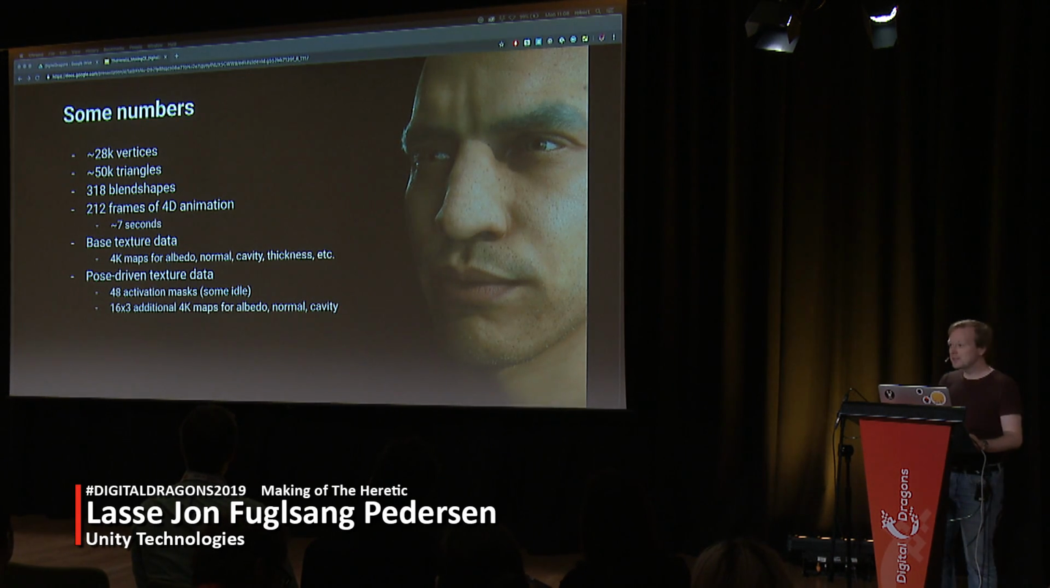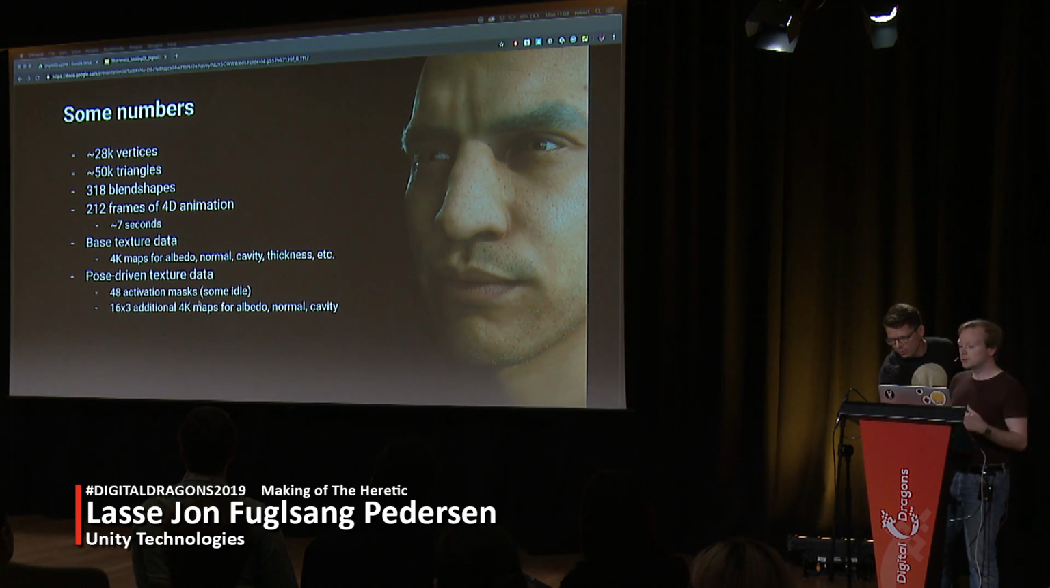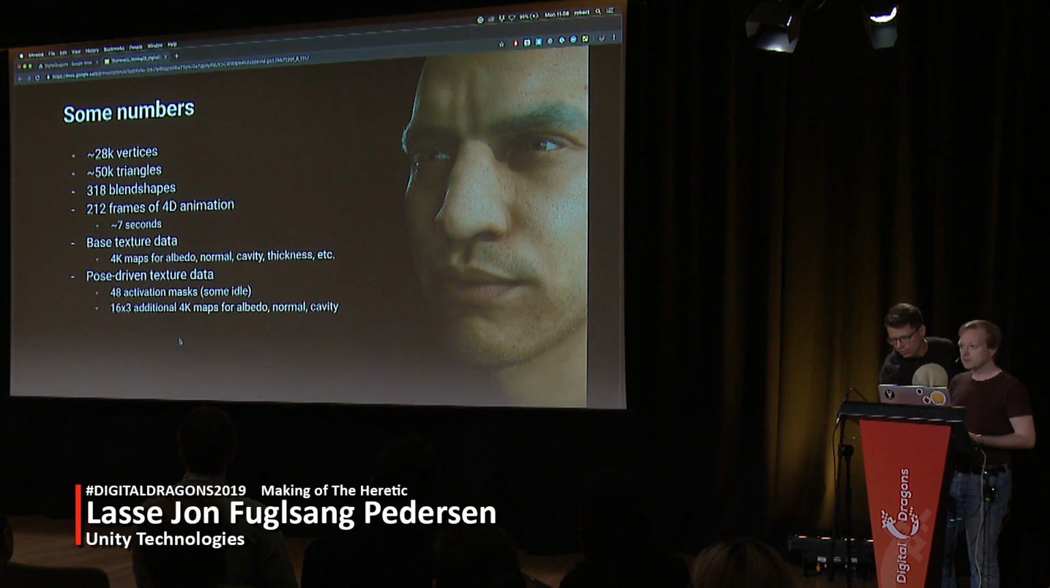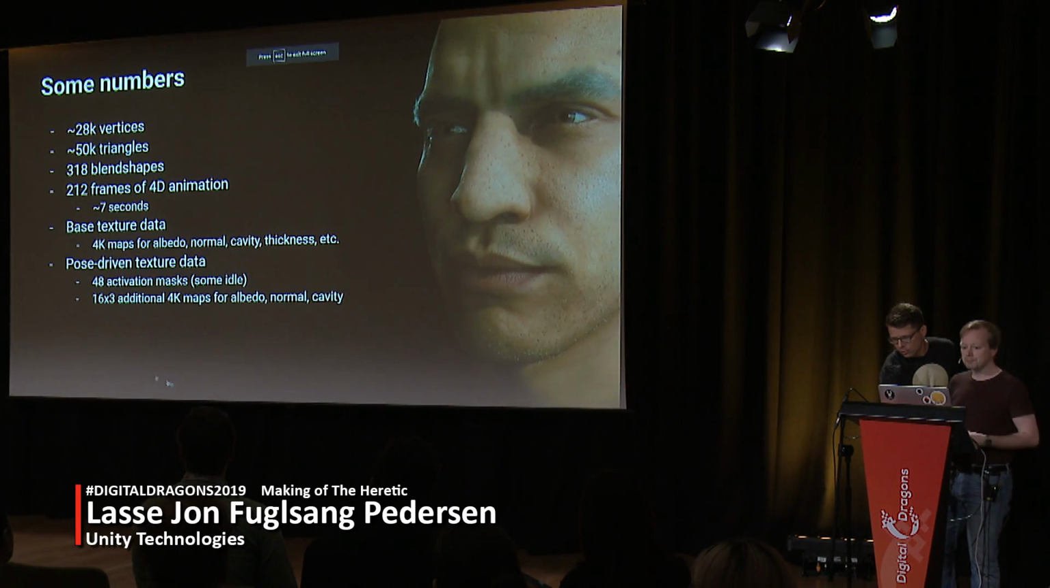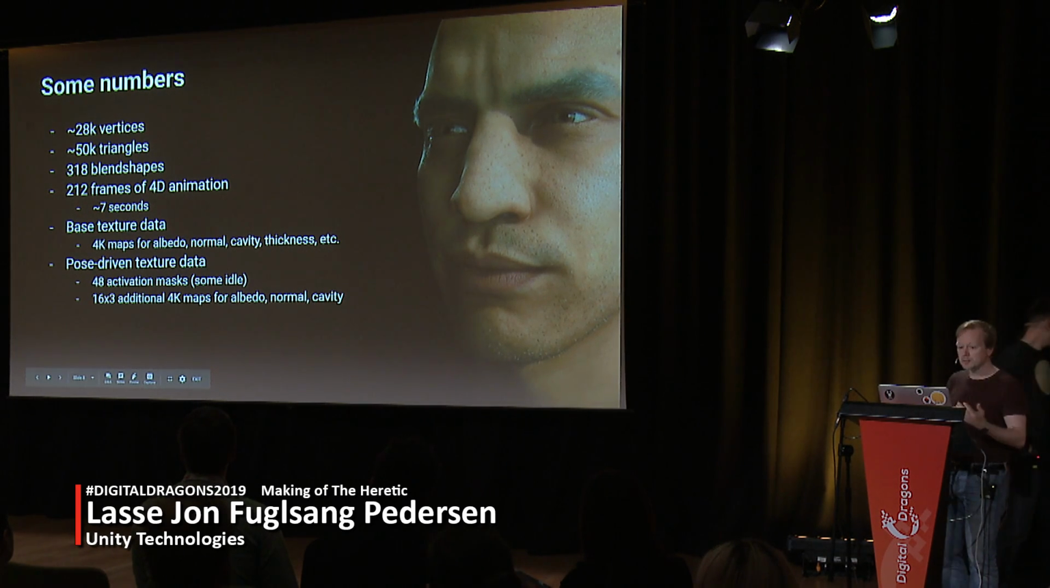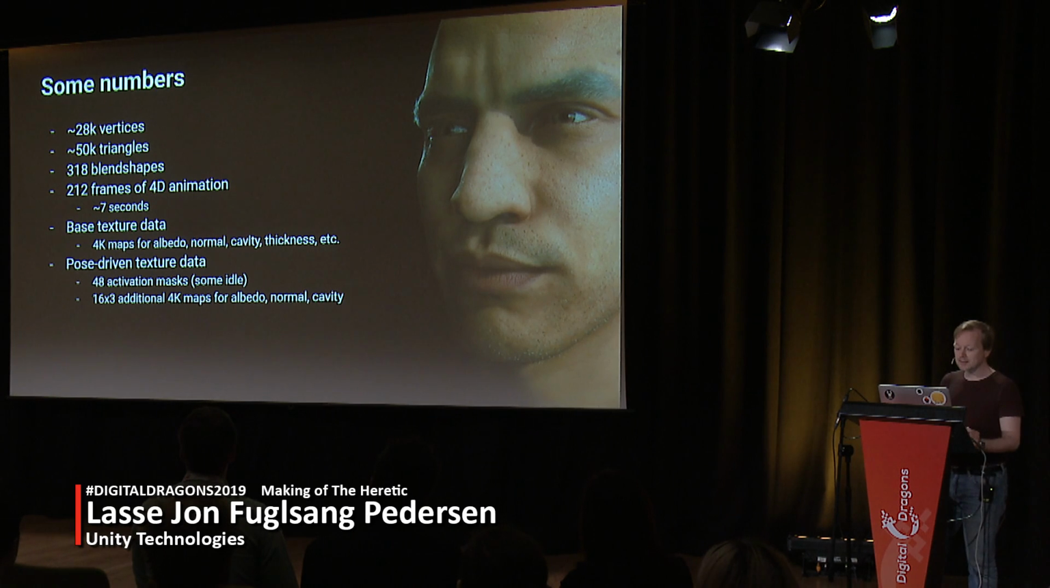So let's start with some numbers. The face has 28,000 vertices, 50,000 triangles, hundreds of blend shapes, more than 200 frames of 4D animation, which is photogrammetry per frame. That amounts to about 7 seconds of facial animation. And then there is, of course, a bunch of texture data. We have 4K maps for everything. So we have albedo, normal, cavity, thickness, etc. Everything that you would expect to be piped into something like this.